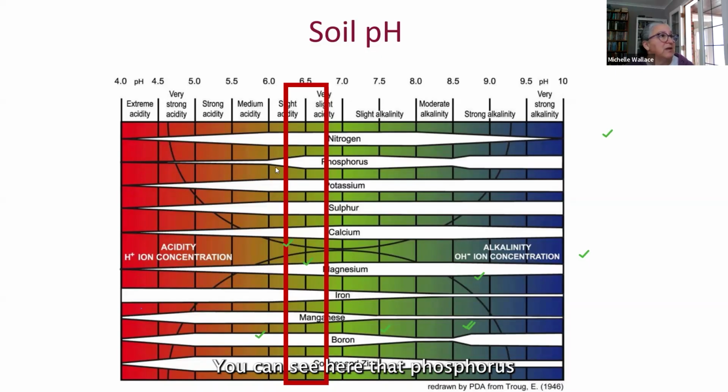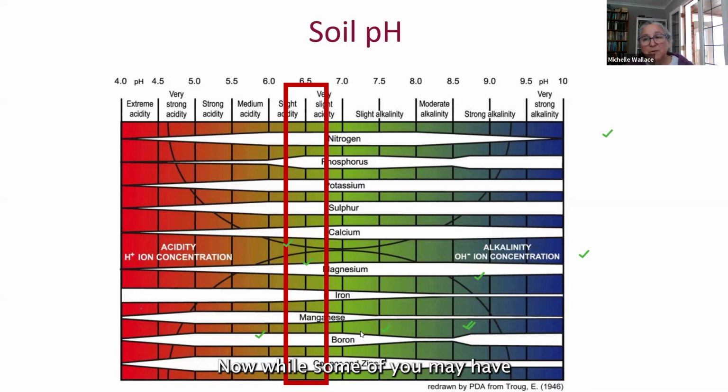You can start when it's below 6. You can see here that phosphorus is starting to become a problem. You might have phosphorus in your soil, but plants have a harder time getting it when the pH is low. Likewise, when we go over 7, we start to see problems with iron deficiency and manganese. So making sure when you get your soil tested that you're working towards adjusting your soil pH so that it's in the ideal range is going to be one of your goals.